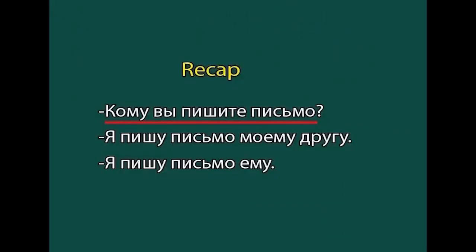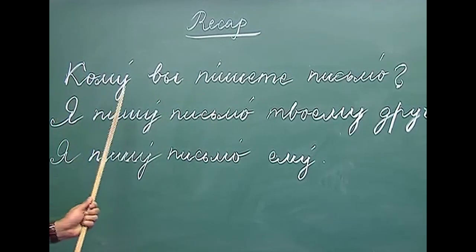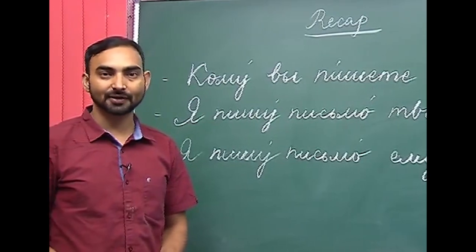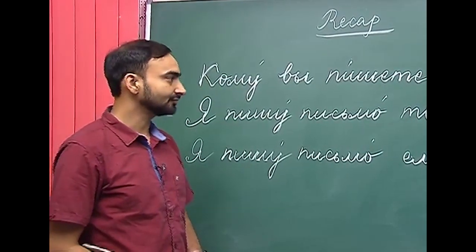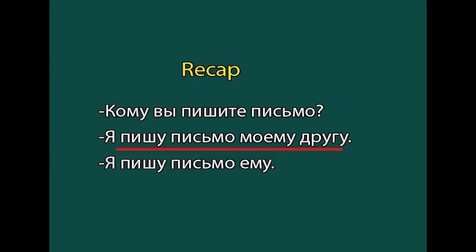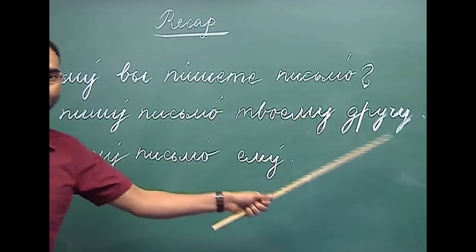Komu vi pišite pismo? If the question is komu, and I have already told you that, that means we are supposed to use nouns or pronouns in the dative case. So I have written an answer here. Ya pišu pismo tvojemu drugu. So I am writing a letter to your friend.